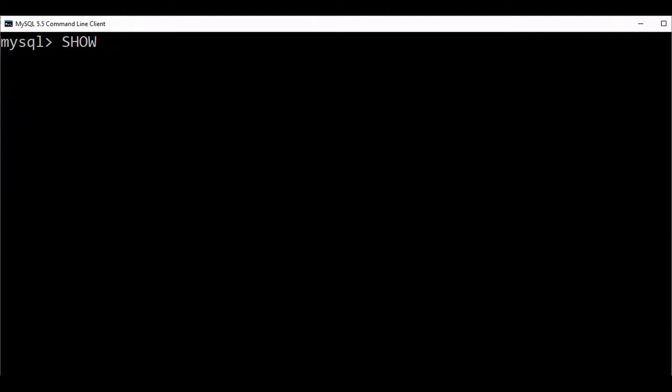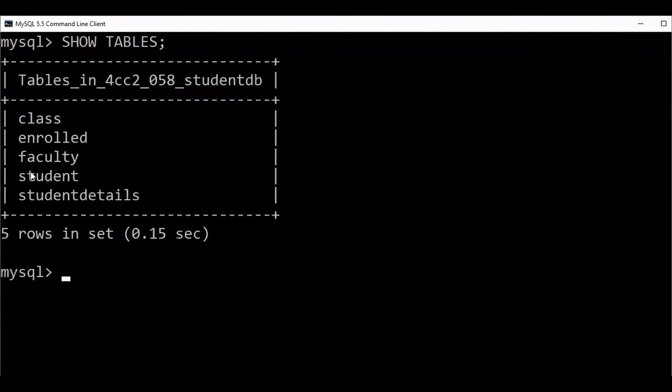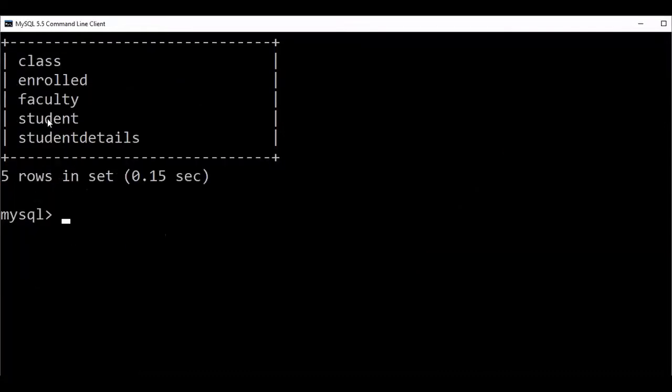Sure. So now here I'm showing you those tables. See here, these are the tables. Forget about the student details, student details are not required for experiment 9. So one will be class, one will be enrolled, one will be faculty, one will be student. So class, enrolled, faculty and student.